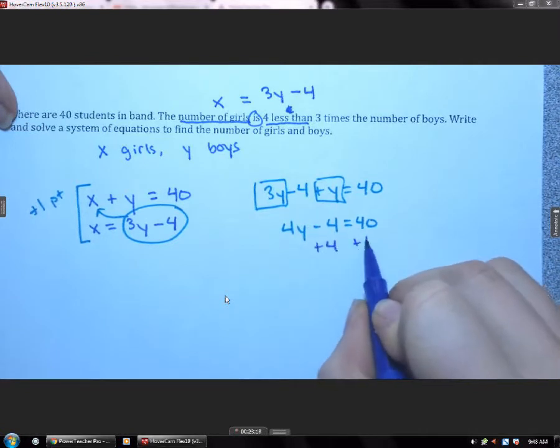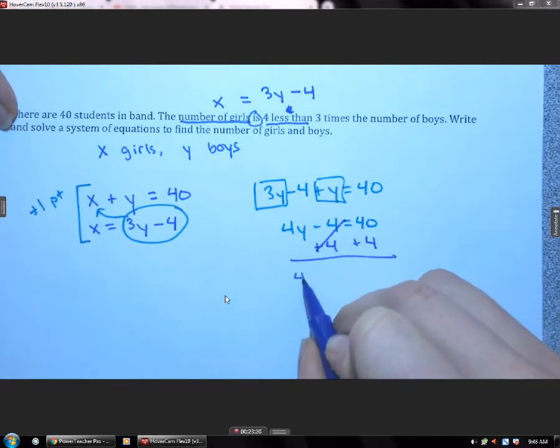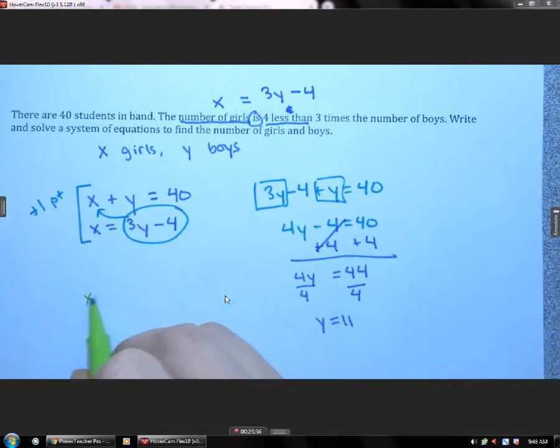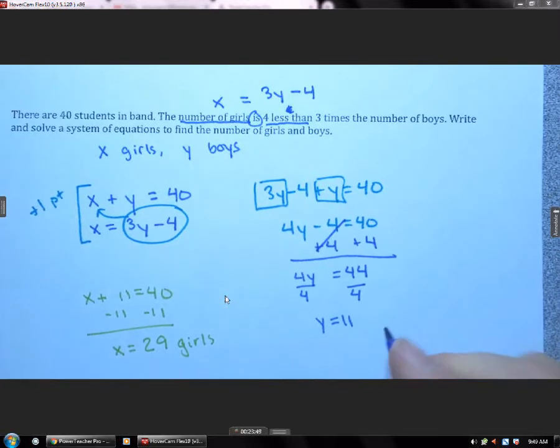Add 4. So 4y equals 44. y equals 11. Are you done? What do you do with that? Plug it in. So x plus 11 equals 40. So how many girls are there? 29. So 29 girls and 11 boys.